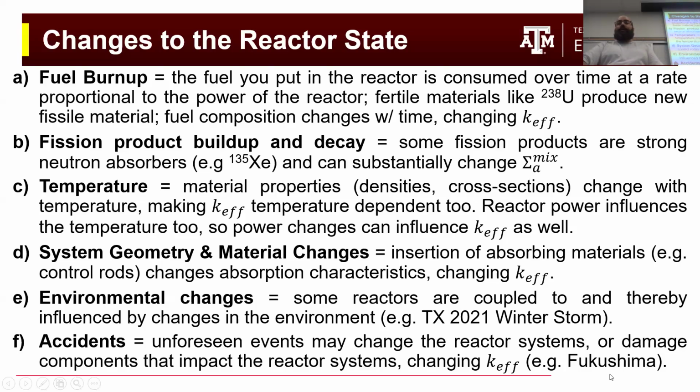Like with Fukushima, there was that big tidal wave. That tidal wave was so large that it went over their seawall. They had these backup diesel generators, but their offsite power got knocked out because of the earthquake. And then the backup diesel generators got flooded. So that was an example of an accident damaging the system components, which meant that you had no power to keep running water through the reactor core to keep things cool, and then the reactor had a meltdown. So lots of different things can change the reactor state.